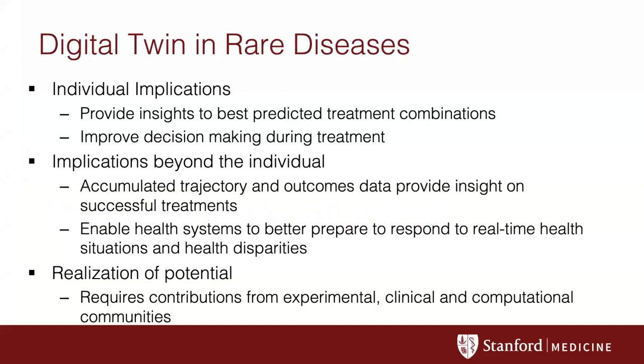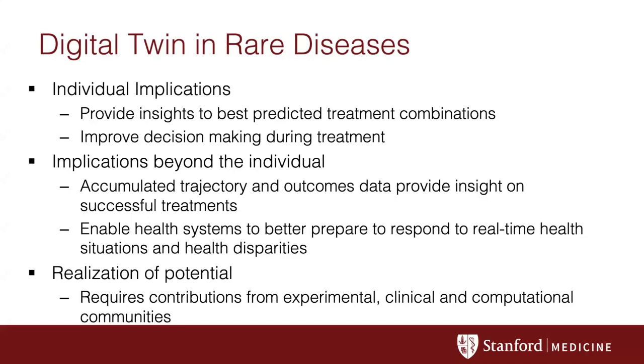We can provide insights into the best predicted treatment combinations and improve decision-making during treatment. We can make implications that go beyond the individual. So thinking about accumulated trajectories and outcome data to provide success on which treatment is appropriate for a given individual with a given genetic makeup, with a social history, et cetera. We can enable health systems to better prepare and respond to real-time health situations and health disparities.